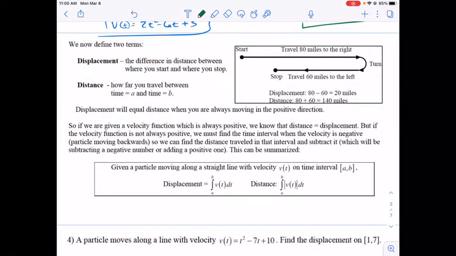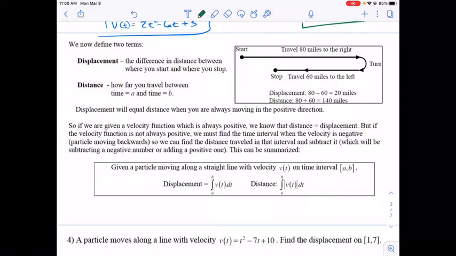We now define two terms, displacement and distance. These can be confused. Displacement is the difference between where you start and where you stop. So the distance is how far you travel between time A and time B. Displacement will equal the distance when you're always moving in the positive direction.